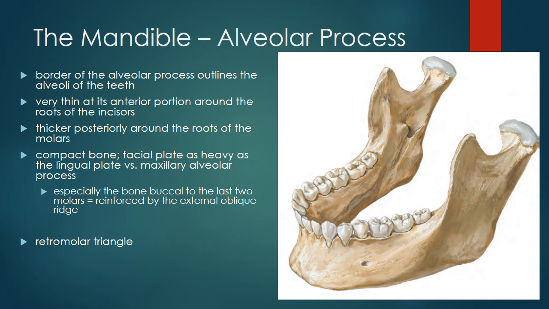The mandible also has alveolar processes, the border of which outlines the alveoli of the teeth. The alveolar process is very thin at its anterior portion around the roots of the incisors, and it's thicker posteriorly around the roots of the molars.